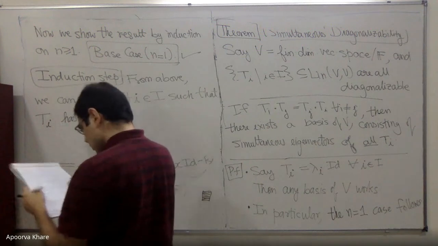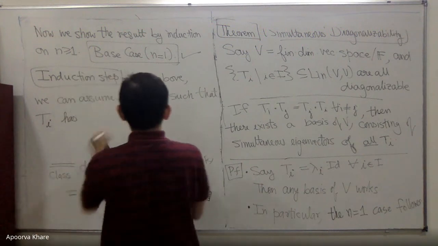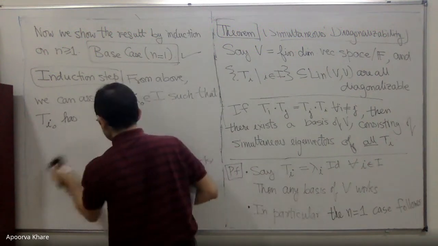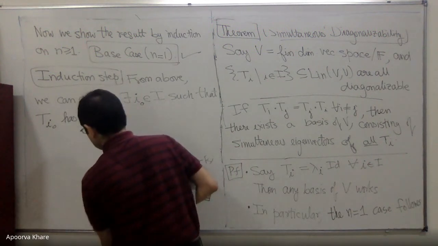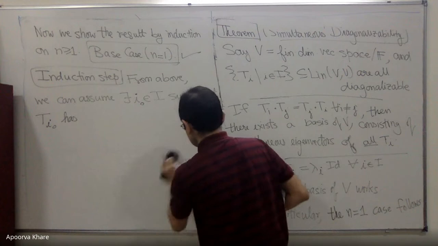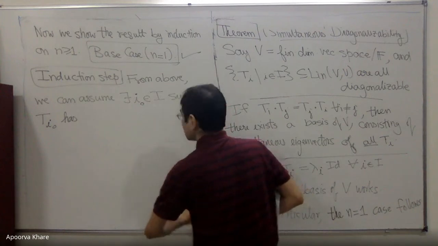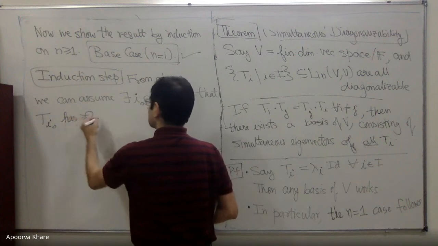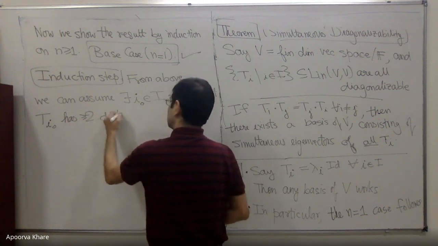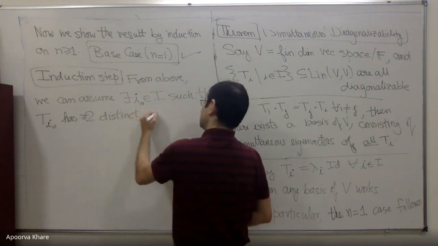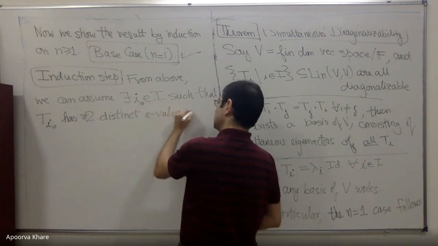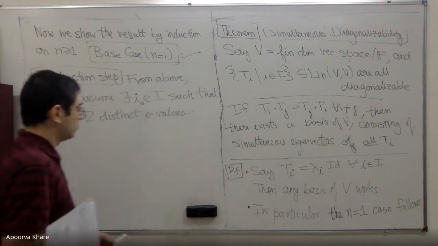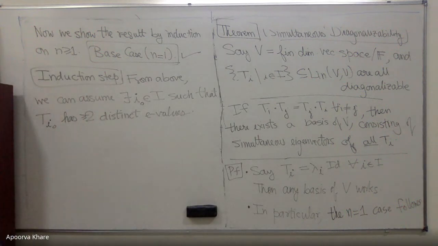Should I say I or should I say I naught? I want to say I naught, just to distinguish it from the other I. So Ti naught has two distinct eigenvalues, so it has at least two. If it had only one eigenvalue, then it would be lambda times identity, because these are all diagonalizable. Okay.